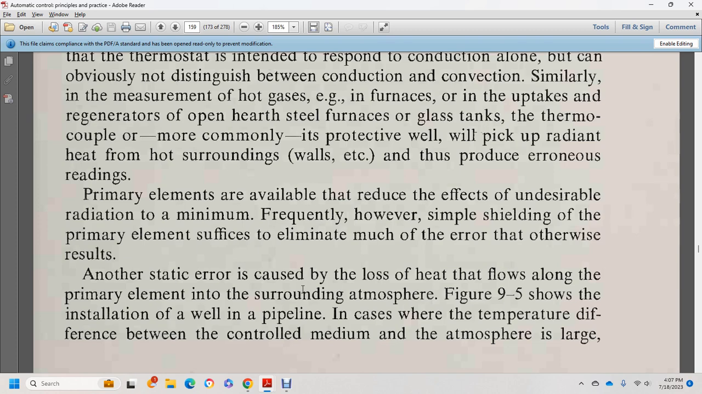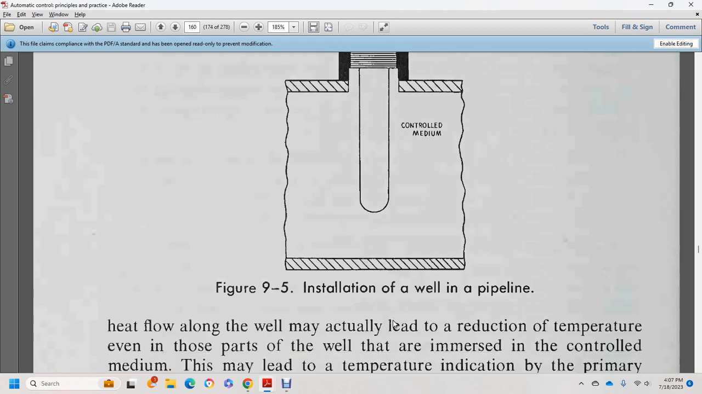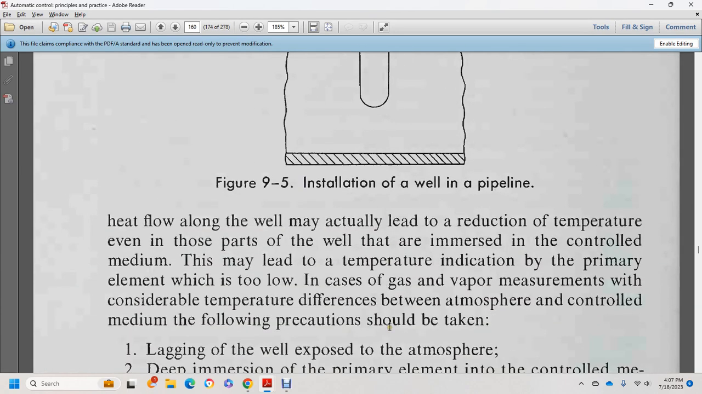Another static error is the loss of heat that flows along the primary element to the surrounding atmosphere. Figure 9.5 shows the insulation and well in the pipeline. In this case, the temperature difference between the controlled medium and the atmosphere is large. It shows the atmosphere, the controlled medium, and the insulation of the well in a pipeline. Heat flow along the well may actually lead to a reduction of the temperature indicated, even though part of the well is immersed in the controlled medium.